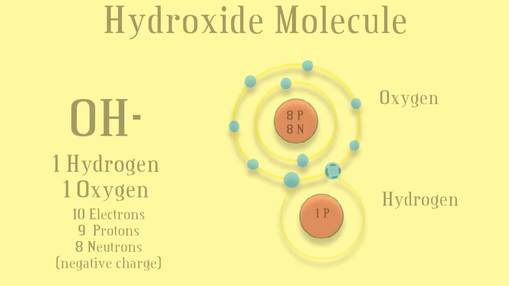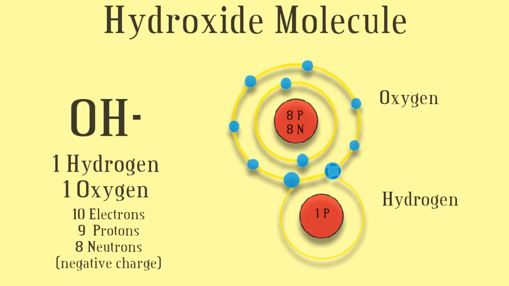The hydroxide molecule has 1 hydrogen and 1 oxygen, 10 electrons, 9 protons, and 8 neutrons. It carries a negative charge because it has more electrons than protons.